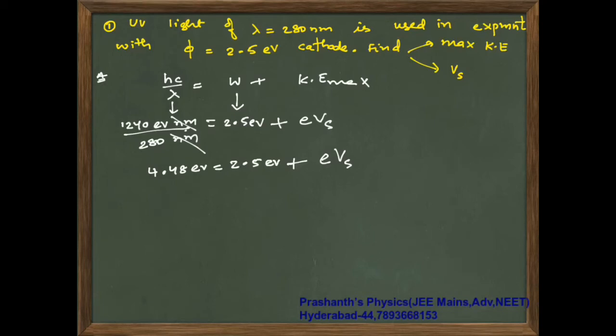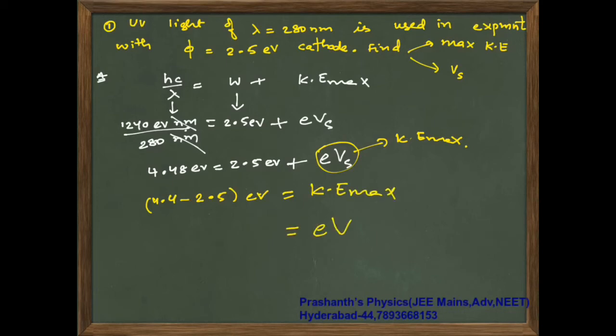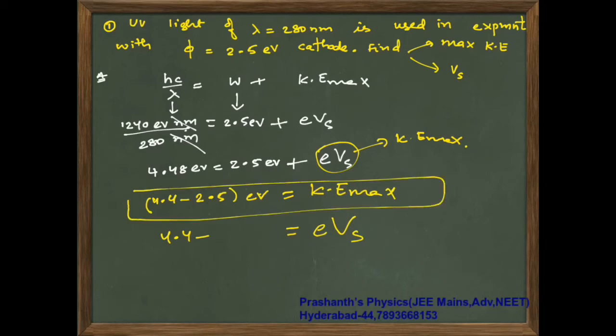Now if you want the maximum kinetic energy, this term is your KE max. So your KE max is 4.48 minus 2.5 electron volt, which is e times Vs. This is your first answer, that much electron volt. To convert it into joules, if the answer is given in joules, multiply with 1.6 times 10 power minus 19. So 4.4 minus 2.5 is around 1.9 electron volt. Electron will cancel off, so your stopping potential is 1.9 volt.